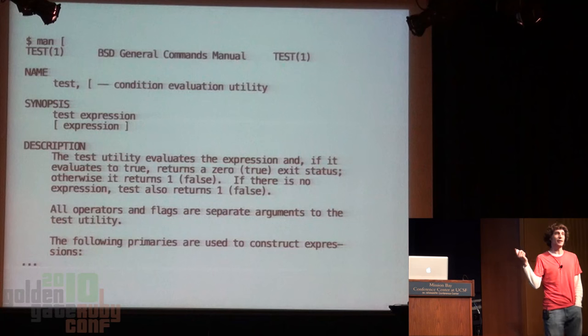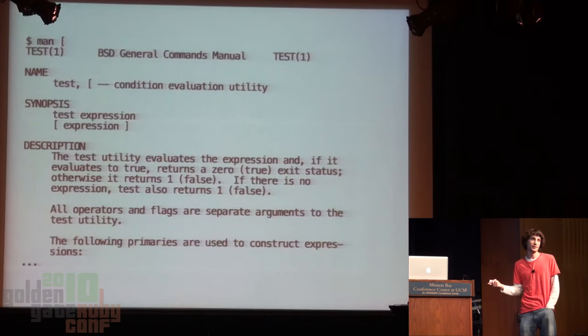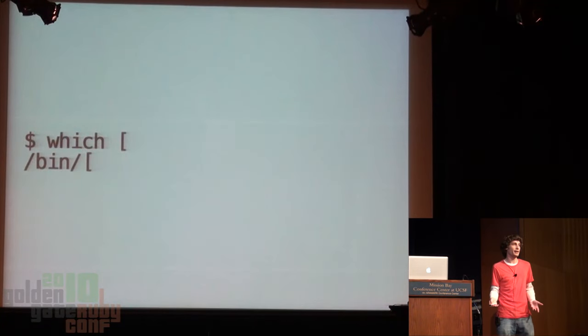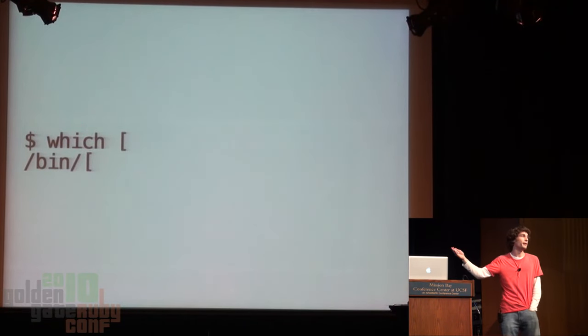If you do this on your machine right now, you'll actually get a manual page. So you can do man bracket. And that's because bracket is a program. It's the test program. And you can see here under name, you have test, comma, bracket. So it's like shell has this alternative syntax built in, this special way of saying test. Or does it? If you say which bracket, you'll see that it's actually a program.